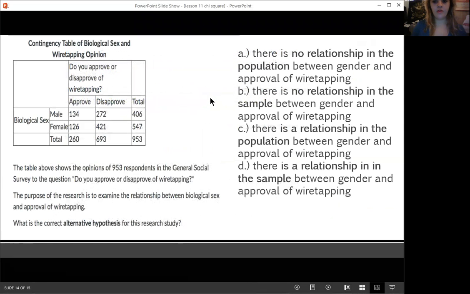All right, one more. The table above shows the opinions of 953 respondents in the General Social Survey to the question, do you approve or disapprove of wiretapping? The purpose of the research is to examine the relationship between biological sex and approval of wiretapping. What is the correct alternative hypothesis for this research study? So try this one out and let me know what you think.